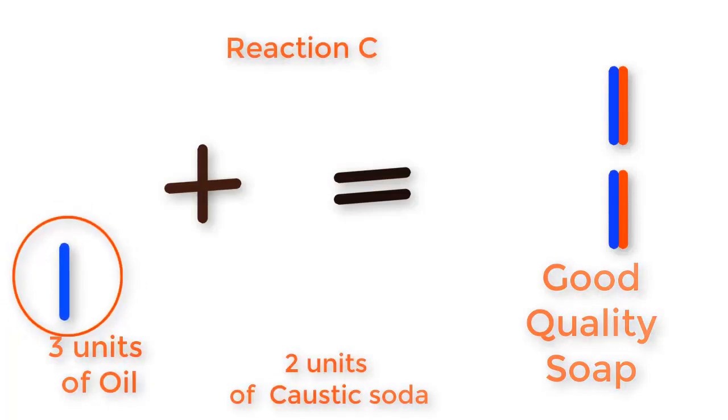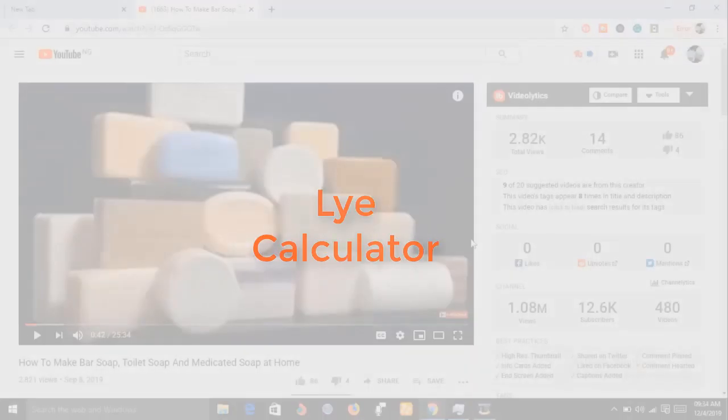Now, in order to be able to do this perfectly, we will use what is called a Lye calculator. Remember, I told you earlier that Lye means solution of caustic soda. The Lye calculator will give you exactly the specific amount of oil needed to combine with a specific amount of caustic soda that will give you a good quality soap. Now, every soap manufacturer needs to know this to be able to produce good quality soap. At this juncture, I would like to introduce you to the Lye calculator.